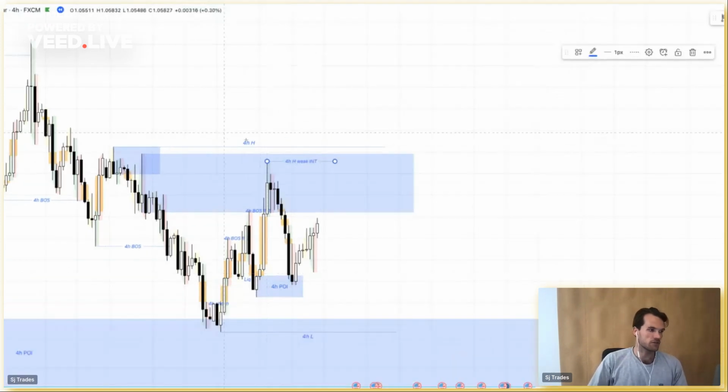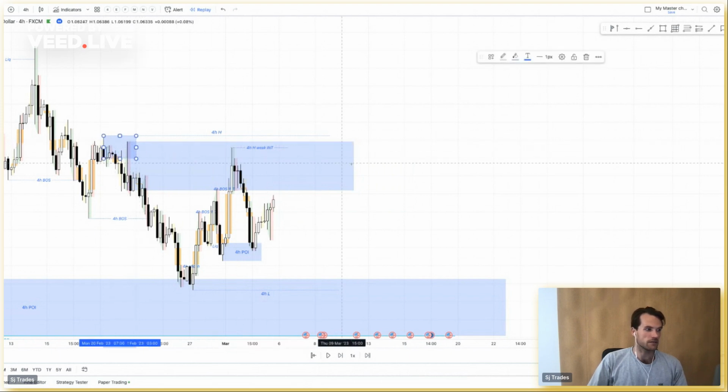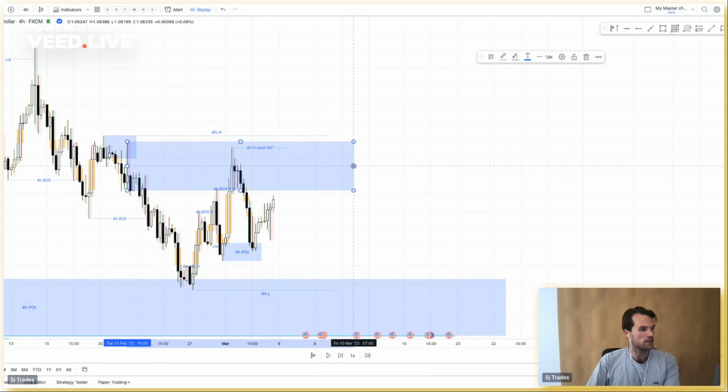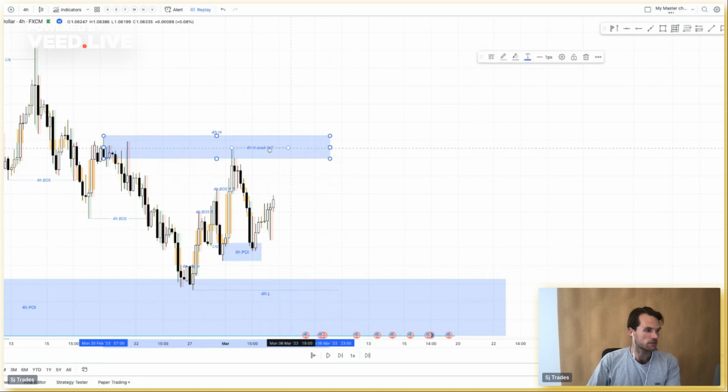Okay, so it's interesting. We've got that external strong high, but a weak high, so they're very close together. A lot of these 4 hour areas have been fairly mitigated, so it'll be interesting to see if this holds. I'll just pull this one across.